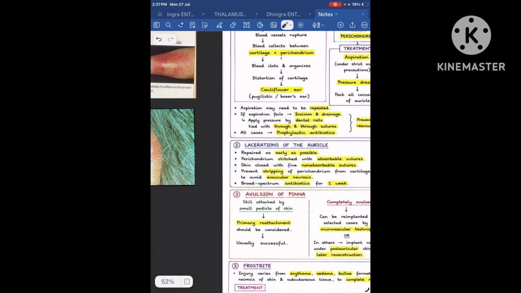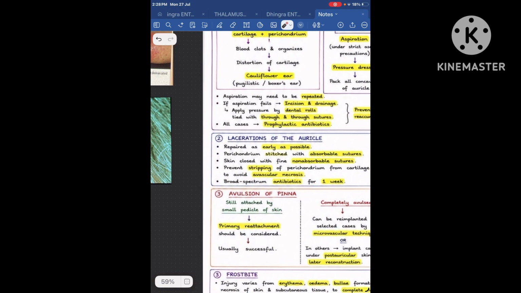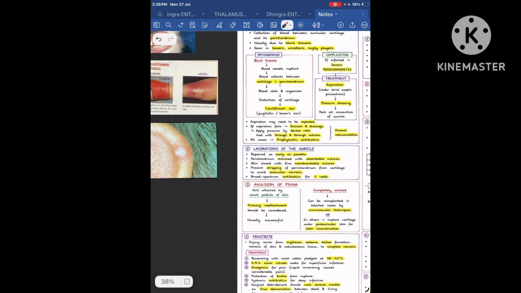Got it? What does it do? It prevents stripping of the perichondrium from the cartilage to avoid any avascular necrosis. That is laceration of the auricle. Okay, so we have to repair it as soon as possible. We do it by absorbable sutures, or by some non-absorbable sutures. That is the thing. Clear? And antibiotics we give. This is laceration. Avulsion.